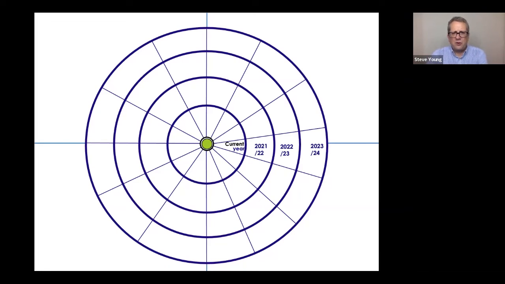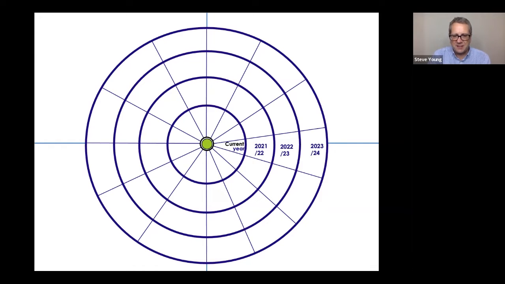So what on earth could a vision orbit look like? Well, let me introduce you to the Vision Orbit tool. You can see it looks a little bit like a dartboard. What you can see there is we've got the current year. This one's 1 year out of date. So the current year, and then we've got 2021-22, 2022-23, and 2023-24 in the outer ring.